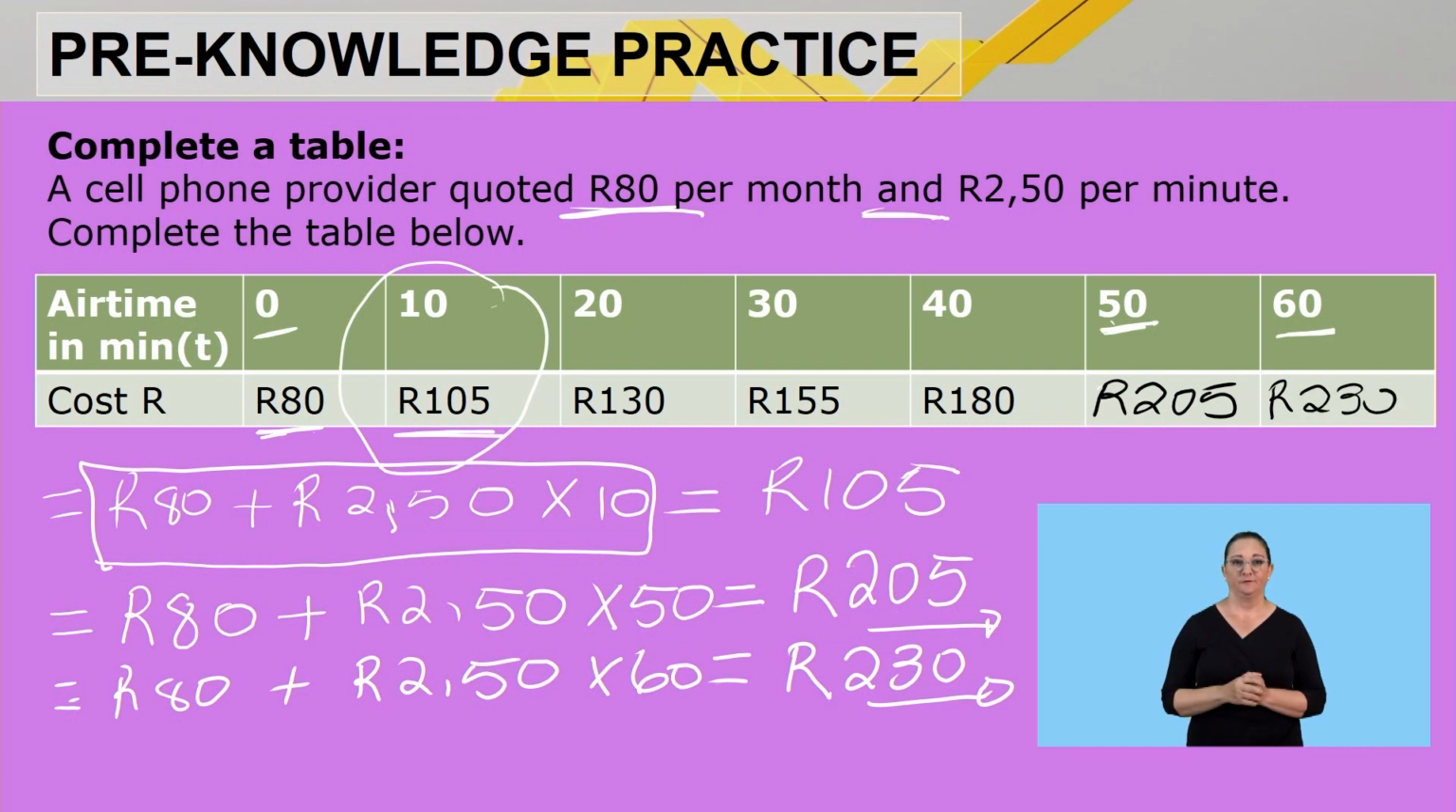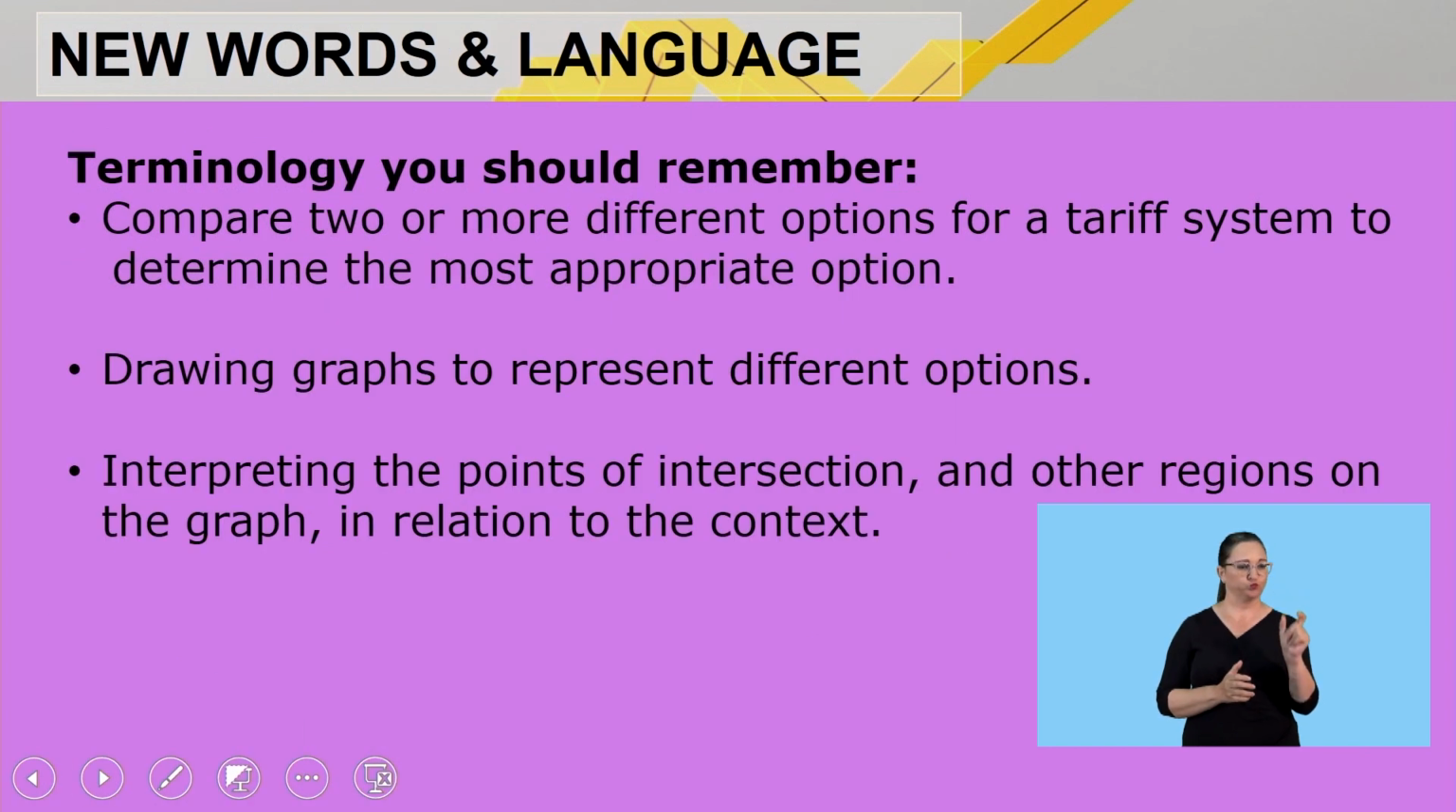Right, so now let us move along to the terminology that you should remember. You will have to be able to compare two or more different options for a tariff system to determine the most appropriate option and draw graphs to represent different options, as well as to interpret the points of intersection and other regions on the graph in relation to the given context.